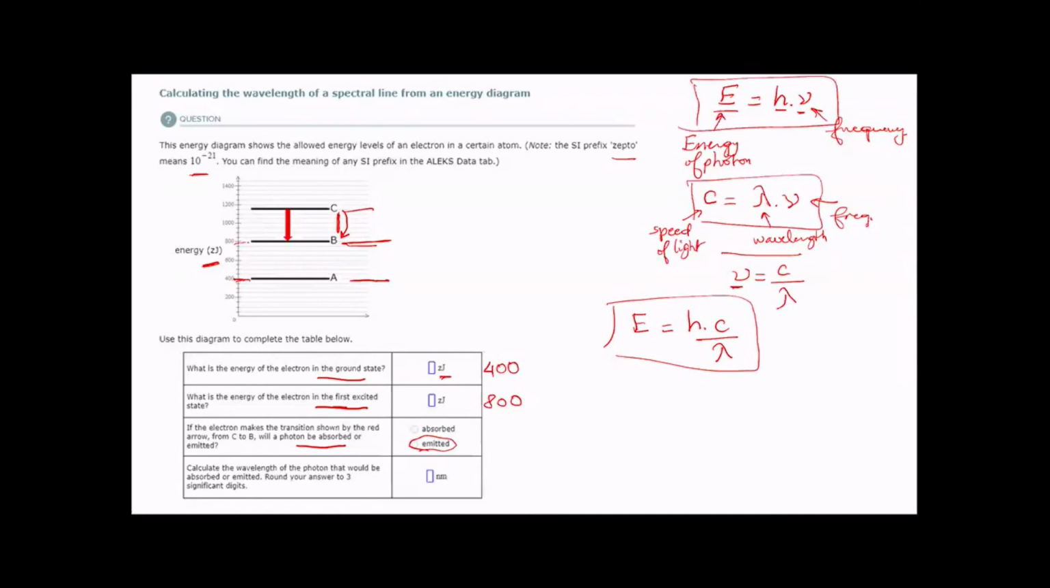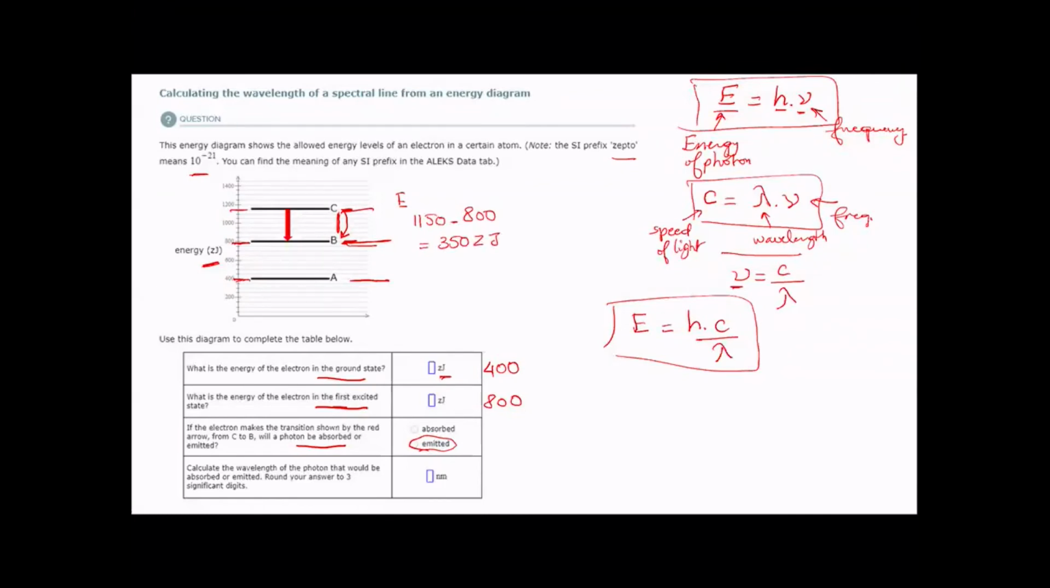Okay, we're asked to find the wavelength, and we know that the electron transitioned from energy level C into energy level B, and that the energy of the photon that is emitted when the electron is transitioned is equal to the difference in energy between these two levels. So I can determine the energy of the photon emitted by subtracting the energy level of B from the energy level of C. Now, we've already learned that B has an energy level of 800. Now, if we look at the diagram, we'll see that C corresponds to an energy level of 1150. So the energy now of the photon is 1150 minus the 800, which is equal to 350 zeptojoule.